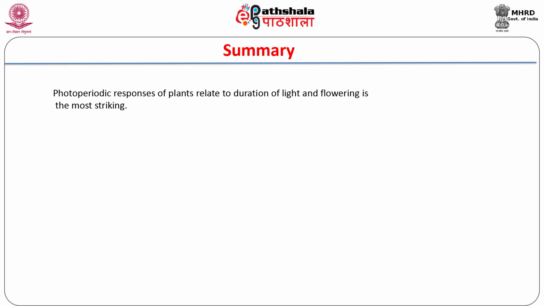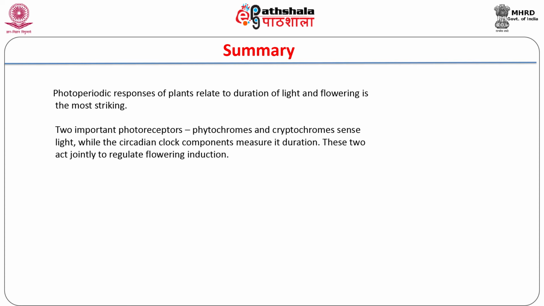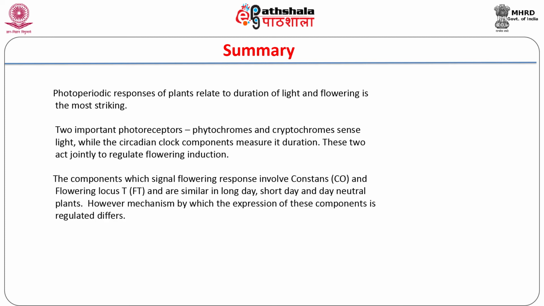Secondly, we studied two important photoreceptors, phytochromes and cryptochromes, that sense light. The photoreceptors, along with the circadian clock system, measure the duration of light or the photoperiod. Finally, we looked at the components which signal the flowering response, namely proteins like constans and flowering locus T. These components are similar in long day, short day, and day neutral plants, but the mechanism by which the expression of these components is regulated differs.